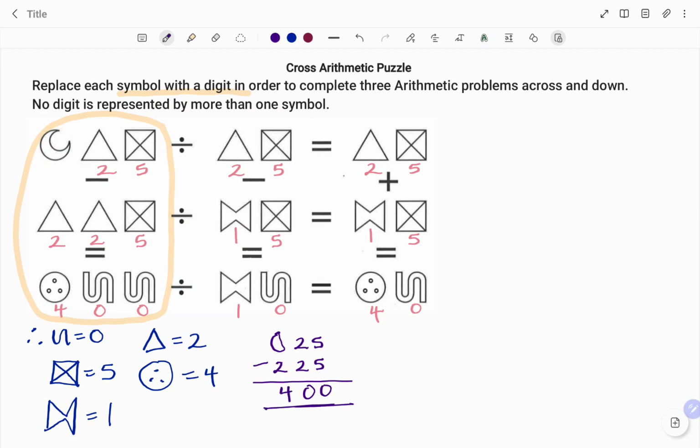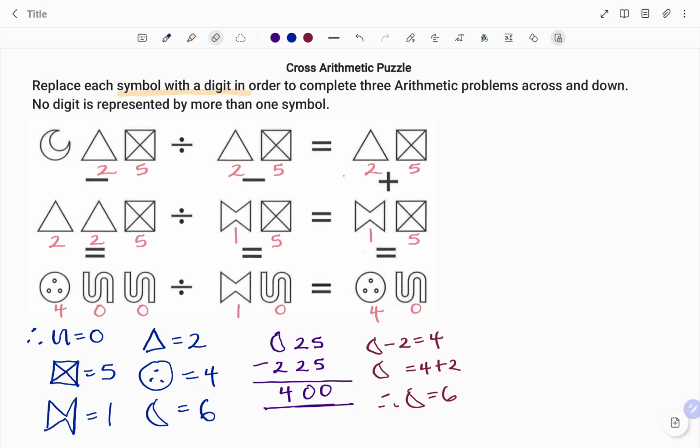So the function is minus. I have 5 minus 5, 0. I have 2 minus 2, 0. To get 4, I have the moon shape minus 2 is equal to 4. Therefore, using the balance method, I'm taking minus 2 to the right-hand side, it becomes a plus. Therefore, the value of the moon shape is 6. So my moon shape is equal to 6.